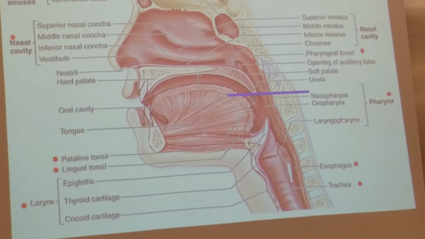So that's how you can find the laryngopharynx: the opening to the esophagus, the opening to the trachea. And in that same region, we have the epiglottis, the thyroid cartilage, and the cricoid cartilage.